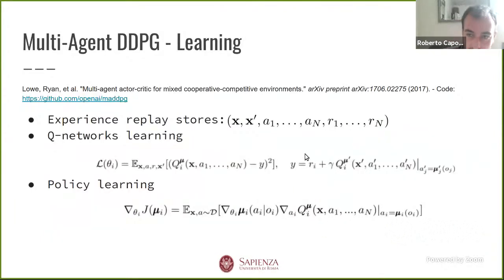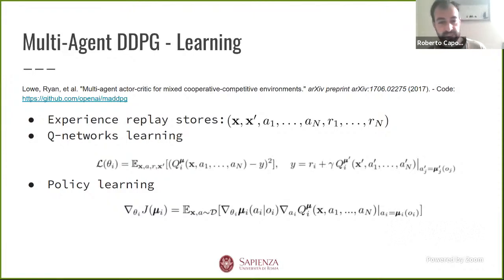So more practically, the experience replay for training, which is used by the Q function, stores transitions, of course, from states to next states, but also the actions of all the agents and the rewards of all the agents. Okay, so you can imagine that there is some sort of communication between the agents that allows them to share this information. And there is this centralized entity that collects all this data and then dispatches them to the different Q networks.